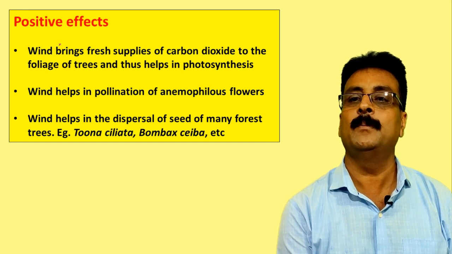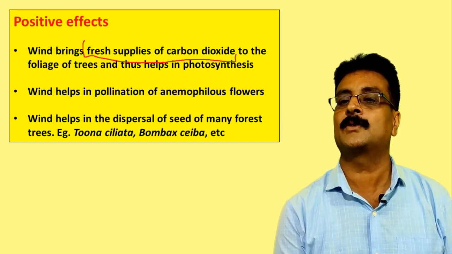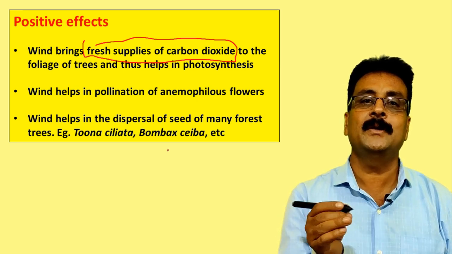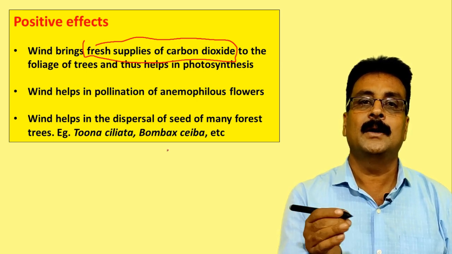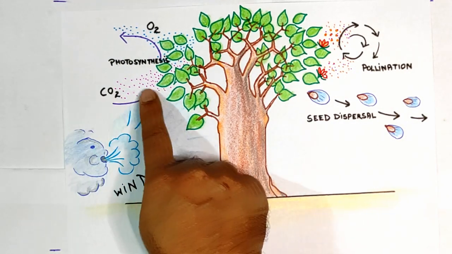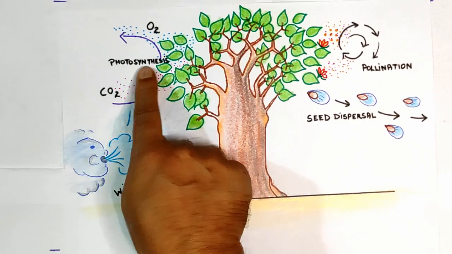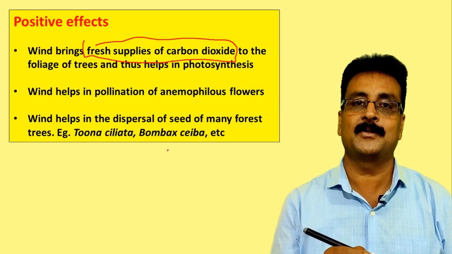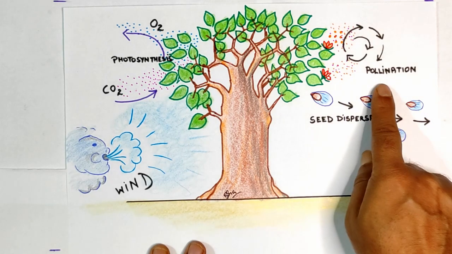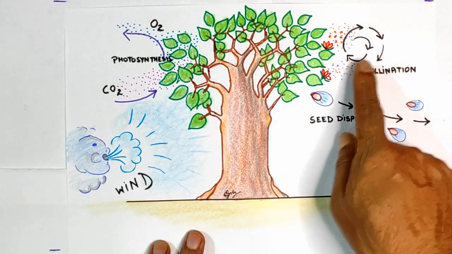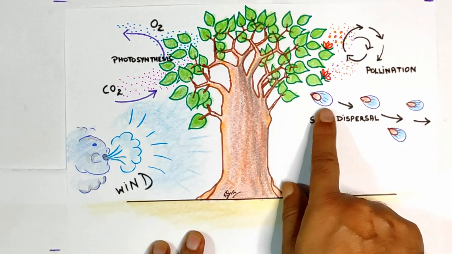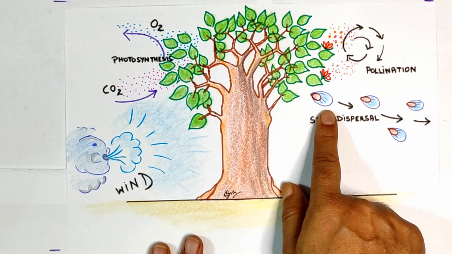Positive effect: the wind brings a fresh supply of carbon dioxide to the foliage. If there is a slow wind, a gust of wind, it will remove the exchange of gases there. So it will bring fresh carbon dioxide, and carbon dioxide is very important for photosynthesis. Wind also helps in the pollination of the trees. If there is pollination, there is formation of fruits, then fruits give seeds, and seeds are very important for regeneration of the forest.